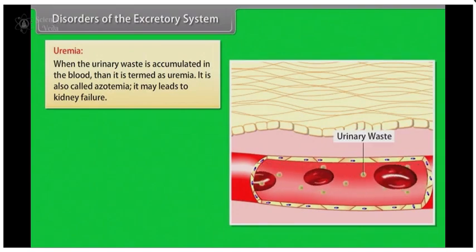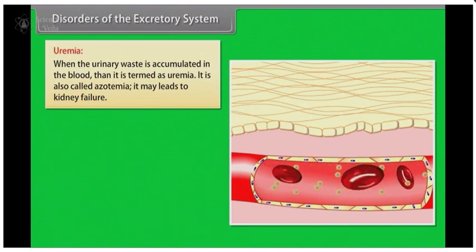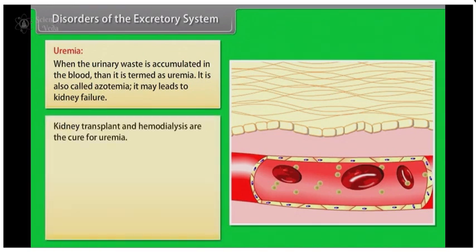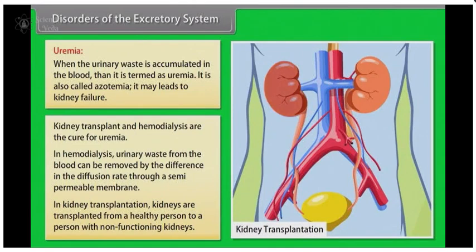Disorders of the excretory system. Uremia. When the urinary waste is accumulated in the blood, it is termed uremia. It is also called azotemia. It may lead to kidney failure. Kidney transplant and hemodialysis are the cure for uremia. In hemodialysis, urinary waste from the blood can be removed by the difference in the diffusion rate through a semi-permeable membrane. In kidney transplantation, kidneys are transplanted from a healthy person to a person with non-functioning kidneys.